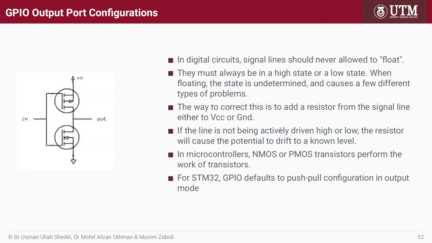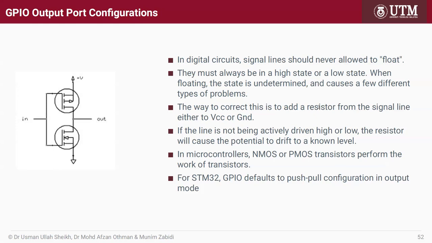In TTL, no problem. TTL for floating input, they go to 1. But CMOS, you do not know. And they also can have reliability problems later on. So the correct way to do this is to add a resistor to either VCC or ground, so that you pull up the voltage or pull down the voltage. Right, so if the line is not actively driven, there's no connection from another output.